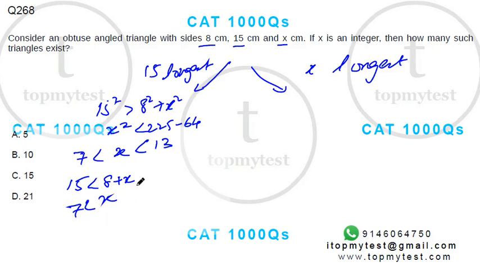How did we get this? This is the triangle inequality. Sum of any two sides should be greater than the third side. So x lies between 7 and 13. Right. So all values from 8 to 12 will satisfy. So there are 5 values.